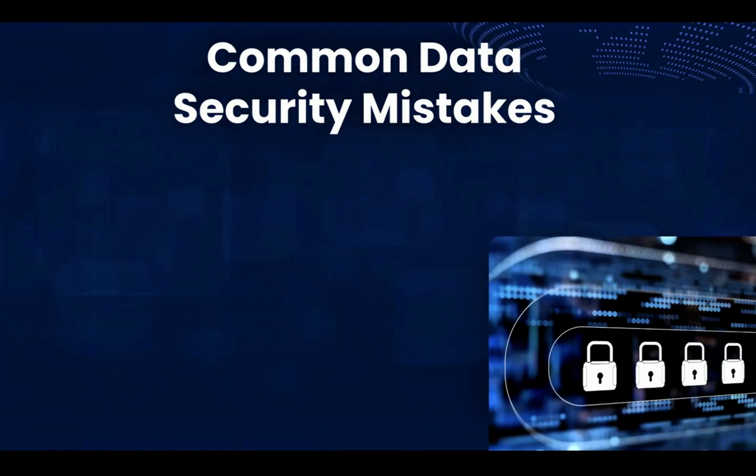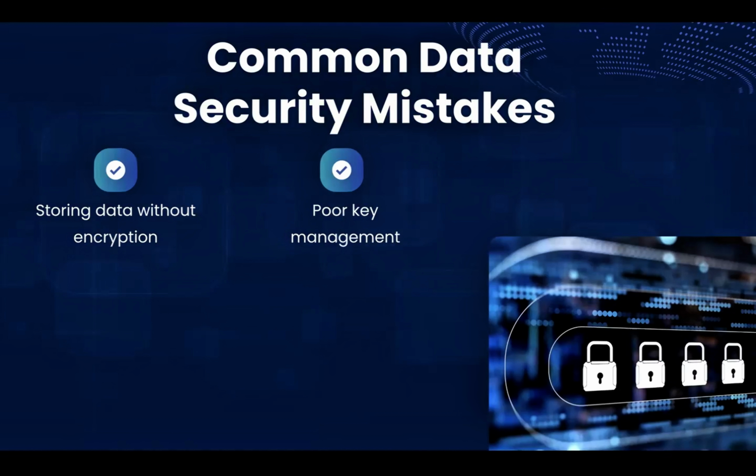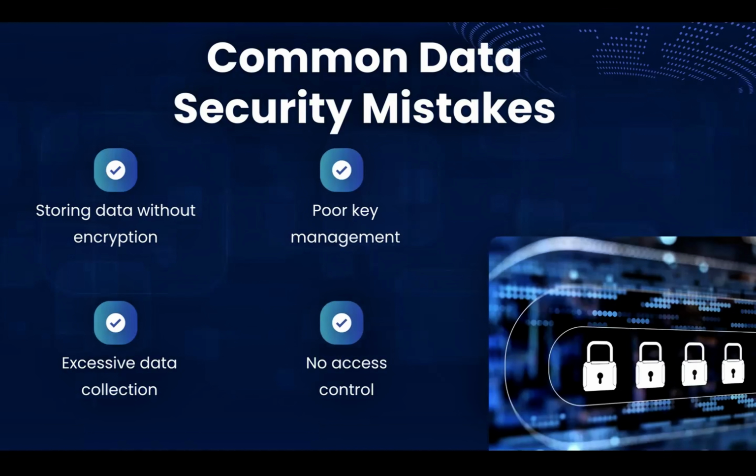Now, what are the common data security mistakes that many organizations and security professionals make? Before I mention them, I want you to know that small mistakes can create large exposure. Here are the common data security mistakes. The first one is storing sensitive data without encryption. We must encrypt data. That one is compulsory. Also, we have poor key management practices. The third one is collecting more data than necessary. Only collect the data you need. And lastly, we have weak or missing access control.